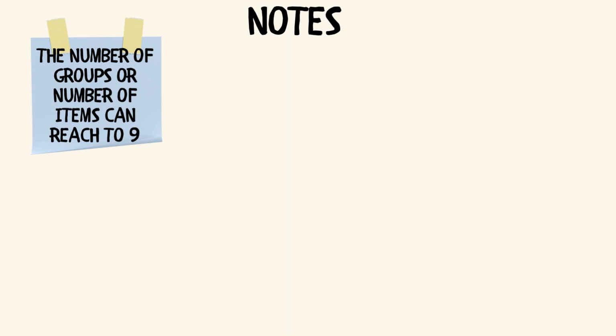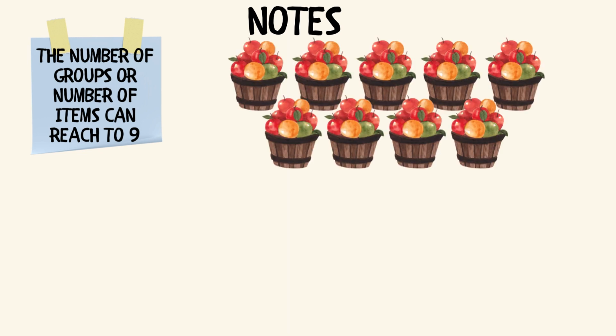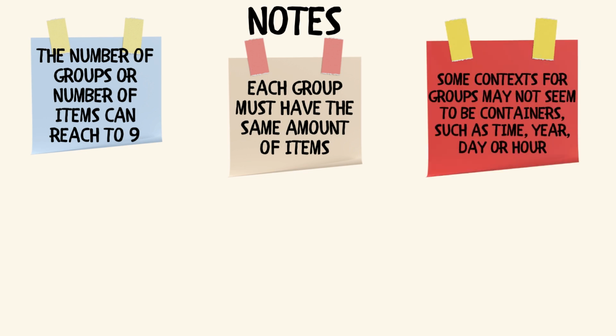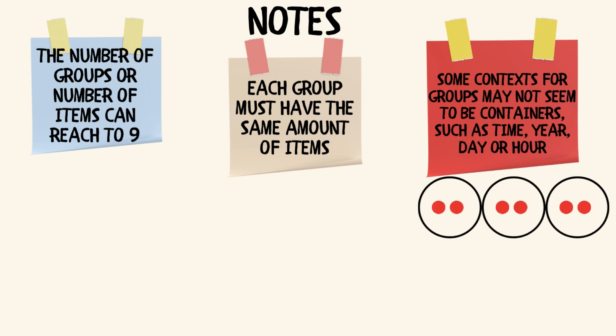A few notes to keep in mind. For the 3rd grade level standards, the number of groups or items in each group can go up to the number 9. So you can have 9 baskets with 9 apples in each basket as a task. Each group must have the same number or amount of items to apply this concept. Be aware that some contexts for groups may not be what we all think of as containers. Examples are time. You might have a situation where for 3 years you visit the zoo twice a year. So it would be 3 groups, with 2 items in each group.